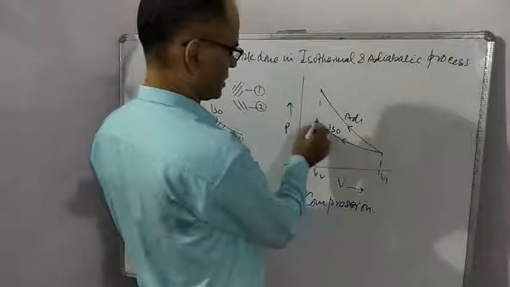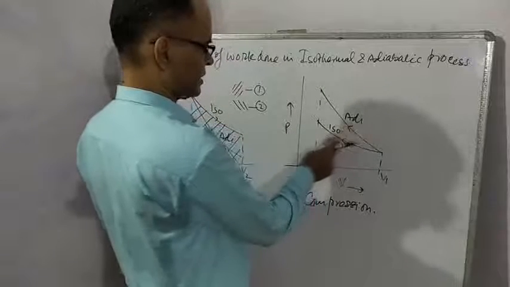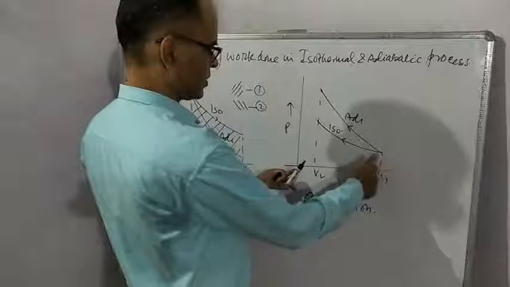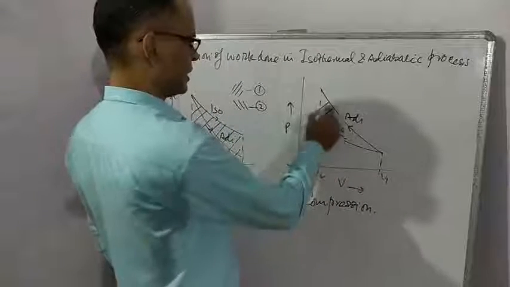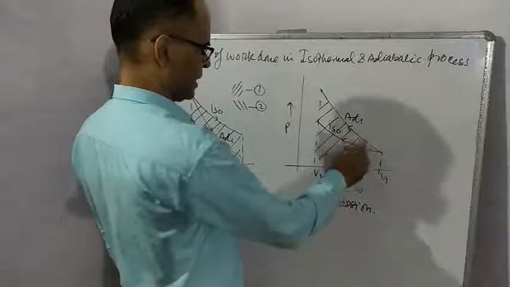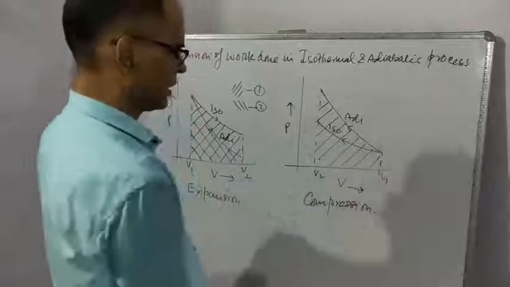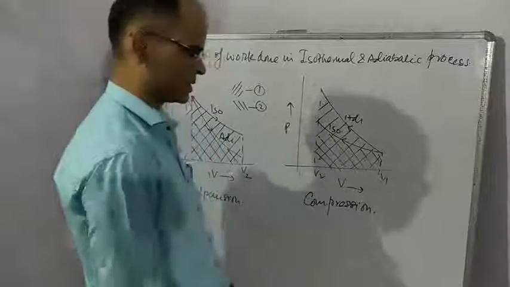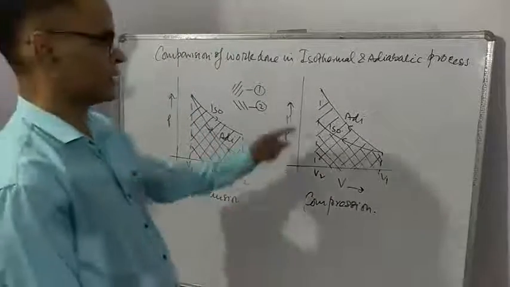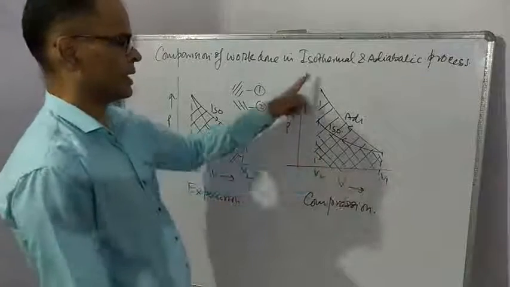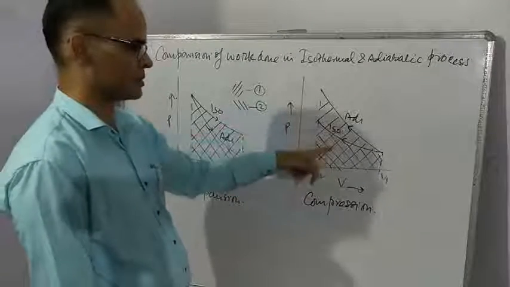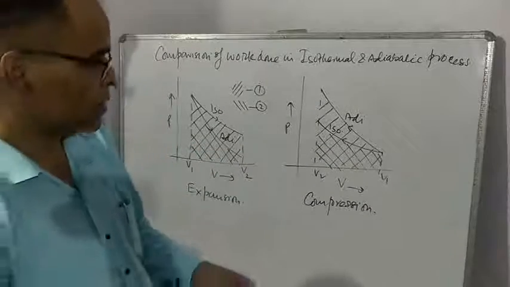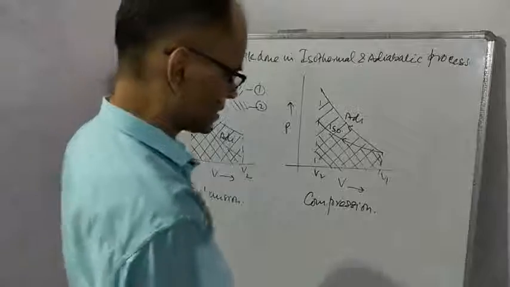This slope is more, this slope is less, so this is the adiabatic process and this is isothermal. And the system is compressed. Initial volume is more, final volume is less. This is work done in the adiabatic process in compression, and this is work done in the isothermal process in compression. Here you can say that the area of the adiabatic process is more than the area of the isothermal process. So in compression, work done is more in the adiabatic process and less in the isothermal process.